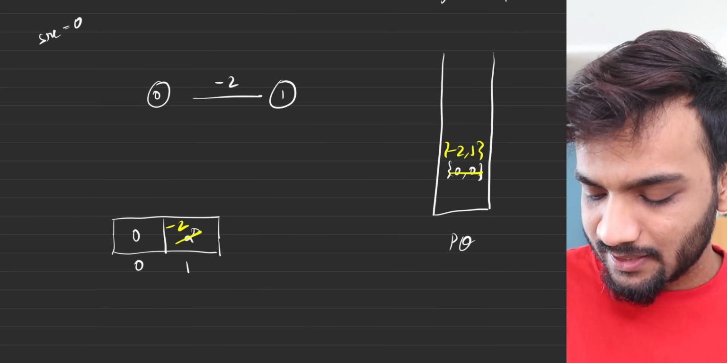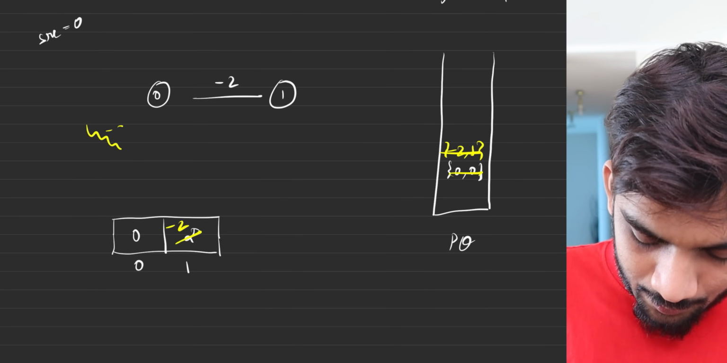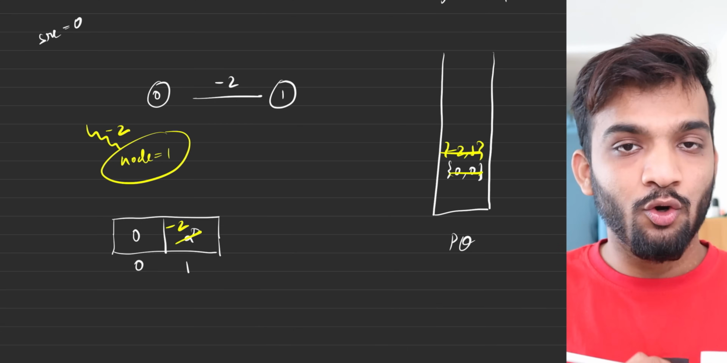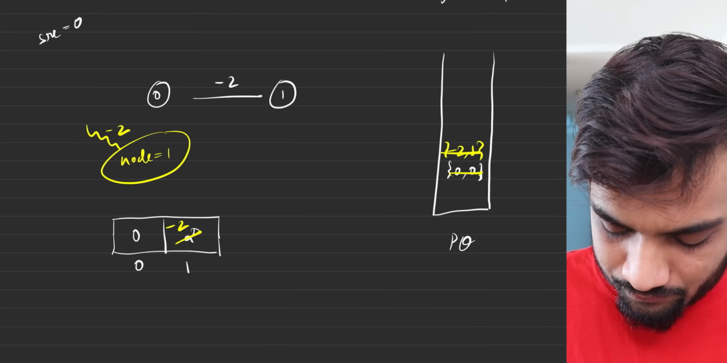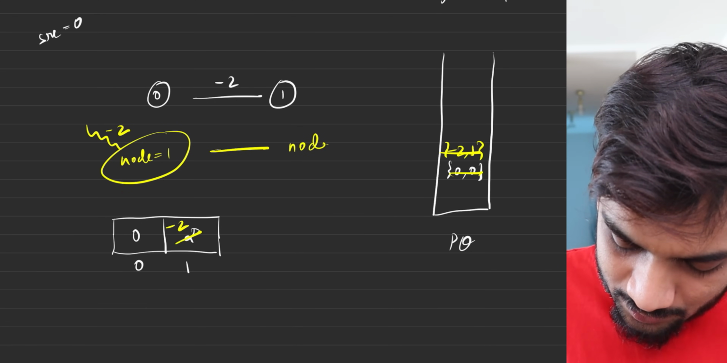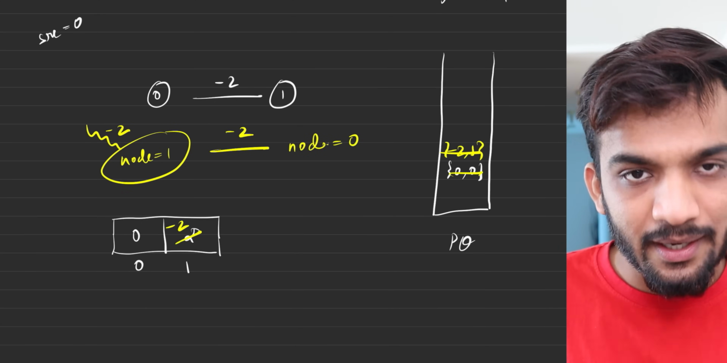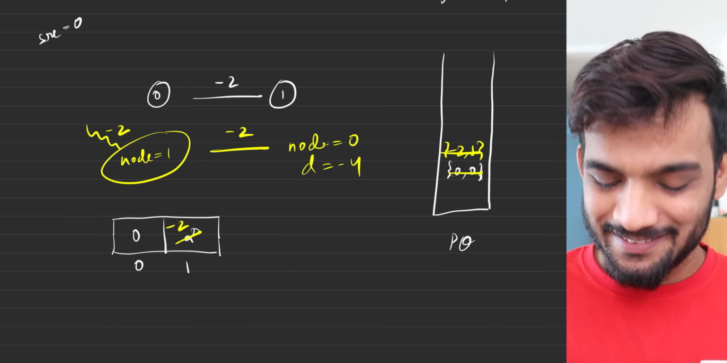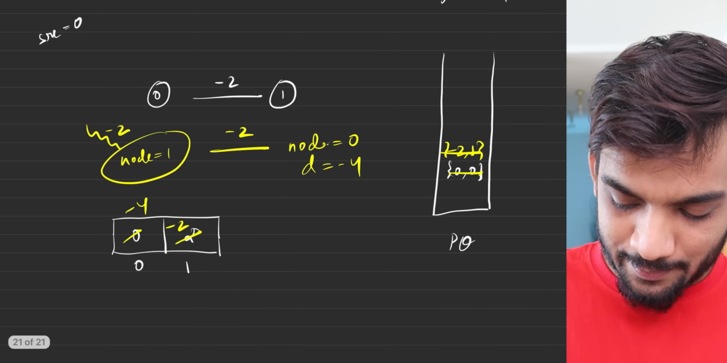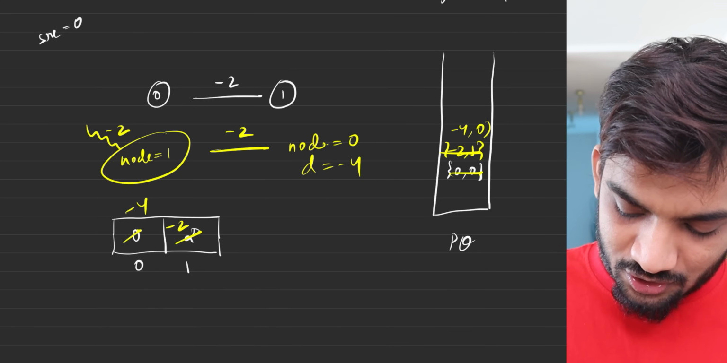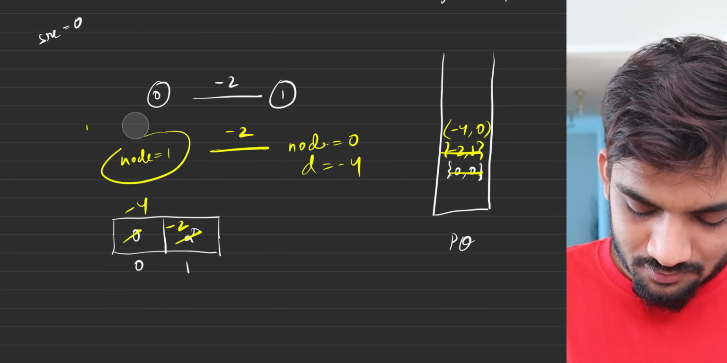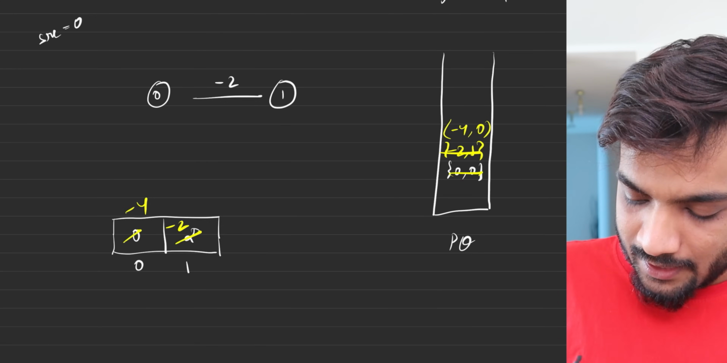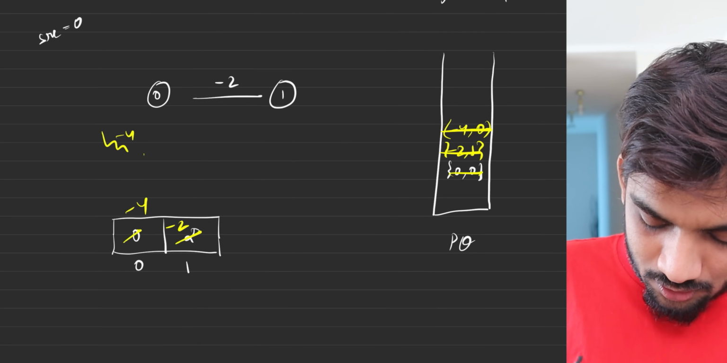Next, I'll get this next guy, which says, I'm going to take -2 in order to reach node 1. Now node 1 says, I can go to node 0, correct? And how much will it take? A -2 again. So what will be the net distance? -4, which is better than 0. So -4, comma, node 0. Okay, perfect, done. So if I go again and take the next guy, -4, node 0.